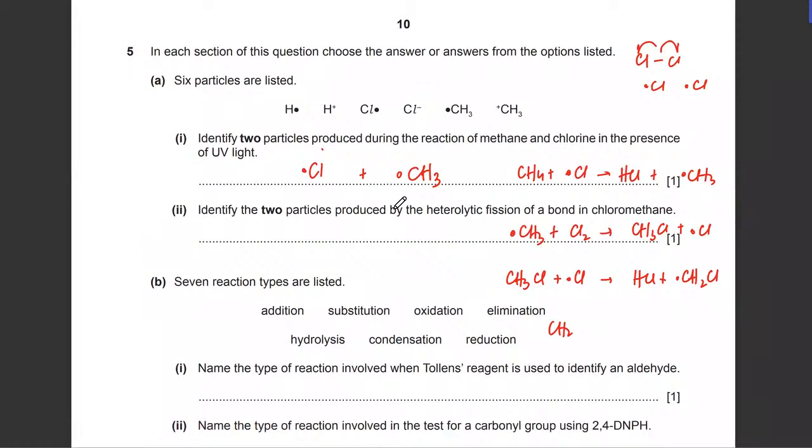अच्छा, identify 2 particles that are produced by the heterolytic fission of a bond in chloromethane. पहला clear है? 1 clear है? Saim clear है? Osma, Yes, sir. Sidra. अच्छा, मुझे बताओ, वो कह रहा है कि 2 particles identify करो which are produced by the heterolytic fission of a bond. Which of the bonds is going to heterolytically break?